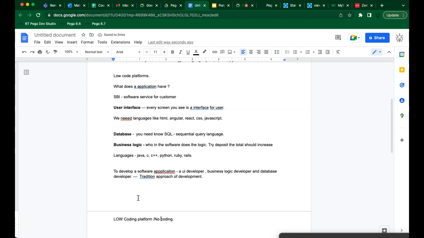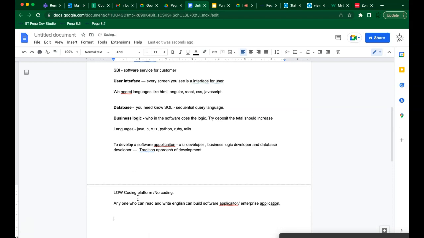But low coding platforms are built in such a way that anyone can code. Anyone who can read and write English can build a software application or enterprise application. I myself am a mechanical engineer. I did my mechanical engineering, and then I switched into software. I learned software, and I have been developing for the past 13 years. I have 13 years of IT experience, of which around 11 years is Pega BPM experience, and I've been doing this for a long time. That's why I'm choosing it to be taught.